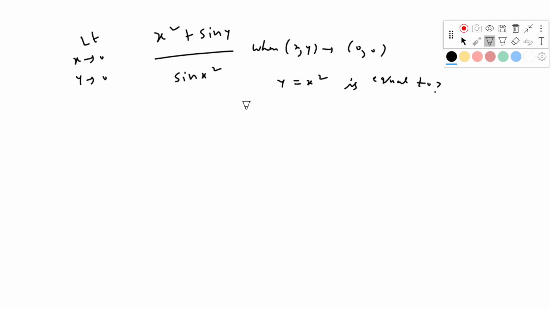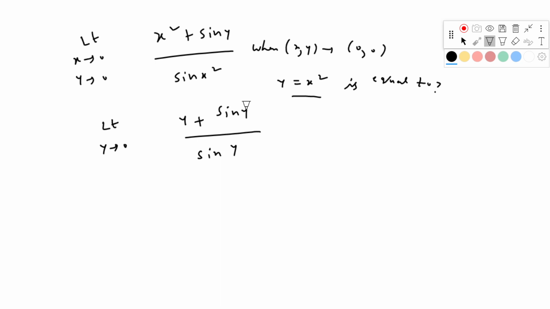How can you solve this question? Very simple. First of all, we must understand this. Here the condition y equal to x square is given, and x tends to 0 and y tends to 0. So in place of x square, I can put y. So limit, here y equal to x square, so I write y tends to 0 only, and in place of x square I can put y. So y plus sin y over sin y. This is the first step.